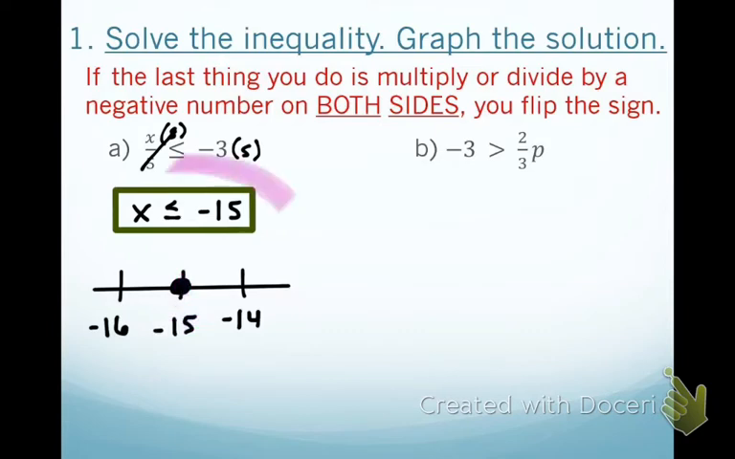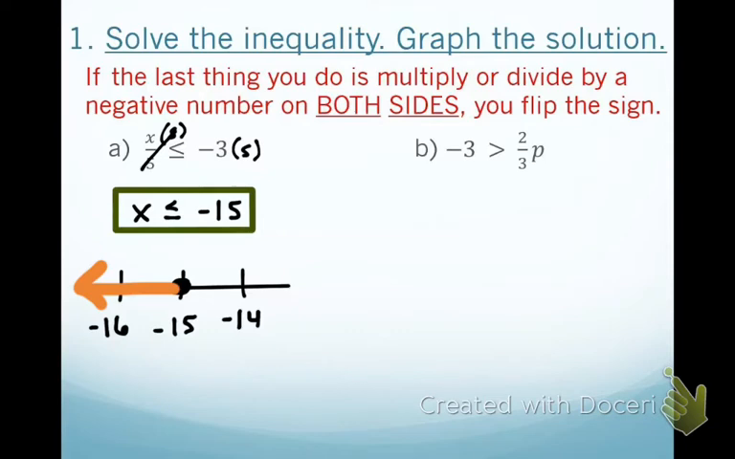Now, it says up here, all solutions are less than or equal to negative 15. Which direction is less than negative 15? To the left or to the right? To the left. So all solutions to the left are less than or equal to negative 15.